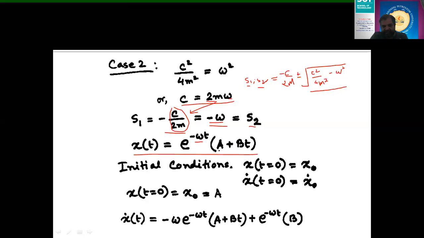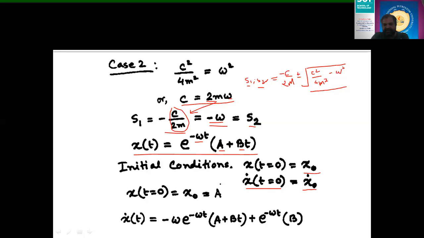Now here also you will find two constants a and b, which are arbitrary constants, and I need to find these with the help of the initial boundary conditions, as we did in the first case, the undamped free vibration case. In the same way I am going to find the values of a and b. So let us do this. x at t equal to 0 is x0, and similarly x dot at t equal to 0 is x dot 0.